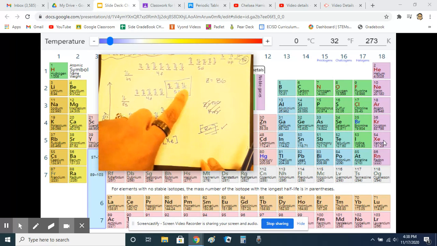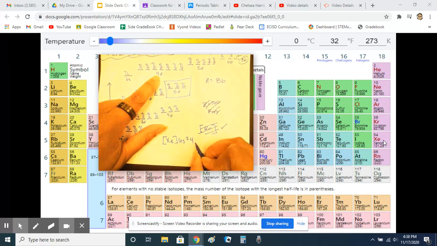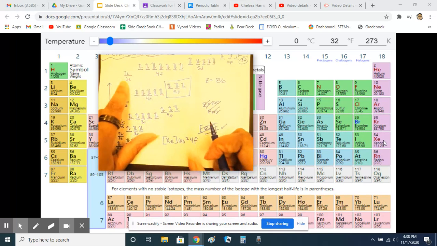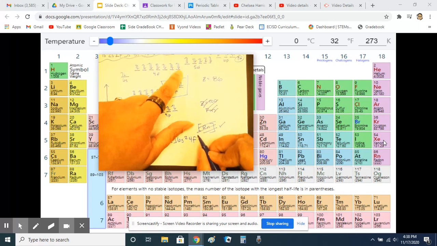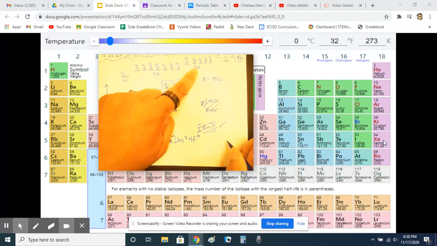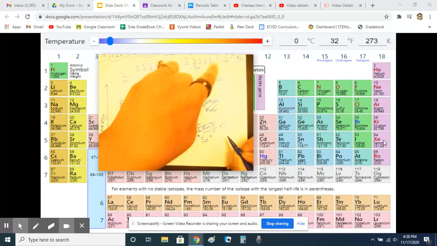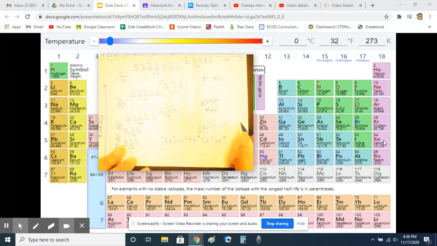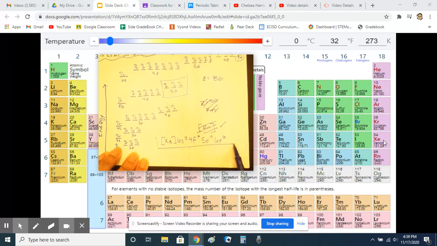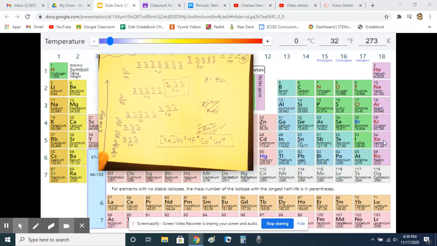After 5p would come 6s2, then 4f, and you're like, what the heck? We just went from 6 to 4? Yeah. That is a total of 14. And then now you're in 5d with 10. And then you're at 6p, 2, 4, 6. So this would be the noble gas abbreviation for the noble gas radon.